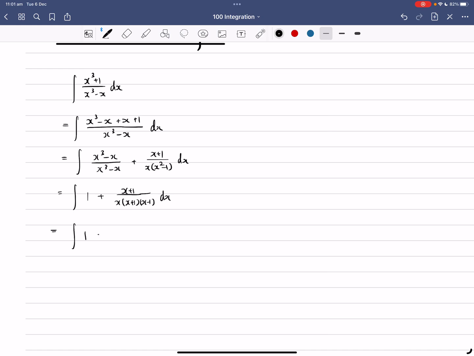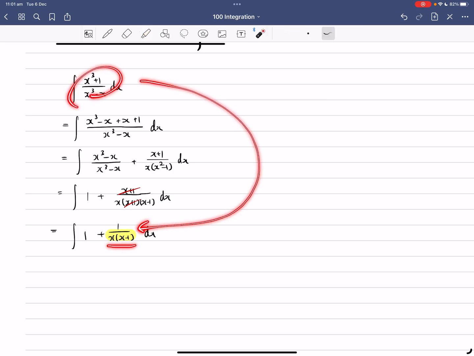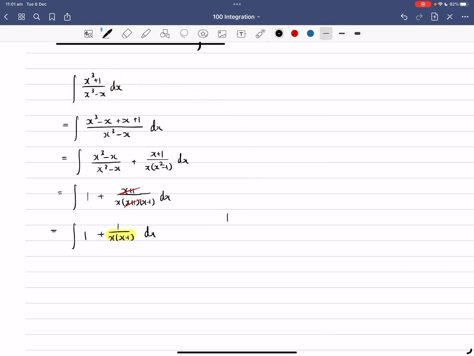Okay, so that gives you 1 plus, after you simplify it, you can cancel x plus 1 with x plus 1 on the denominator. That gives you 1 over x minus 1 dx. So this term here, you can use the partial fraction to change it. Okay, so that's how we do it. We simplify the fractions into something that's relatively simple, and we can use the proper way to do this question now. So now we use partial fractions.